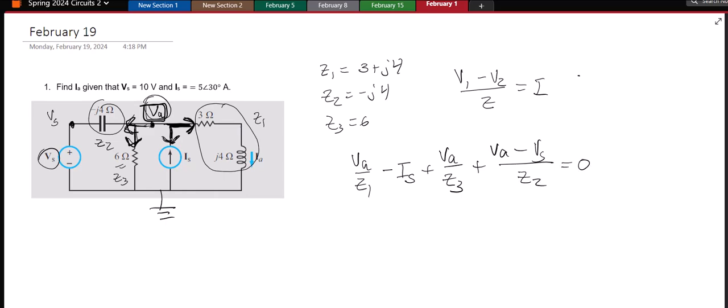Now my unknown here is VA. I want to solve for VA. So first I want to get rid of the fractions. So I'll multiply everything by the common denominator. The common denominator is Z1, Z2, Z3. So I'll multiply everything by Z1, Z2, Z3.